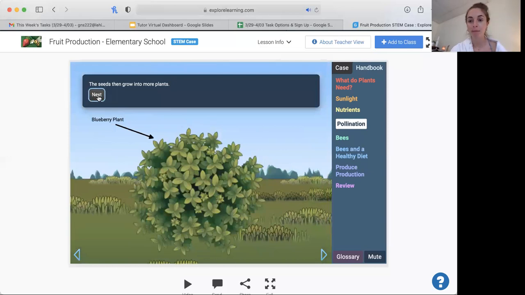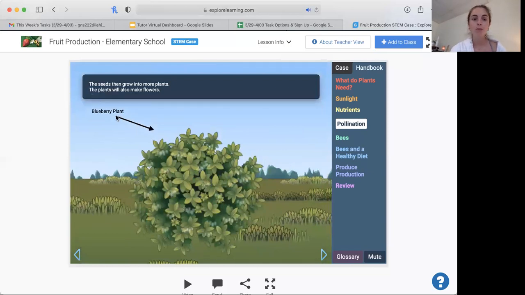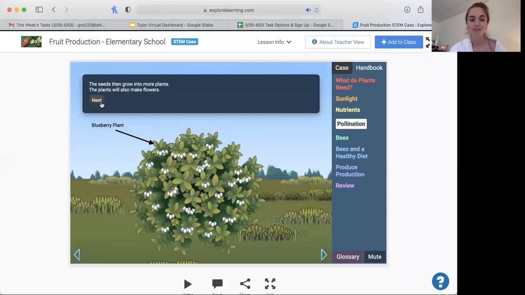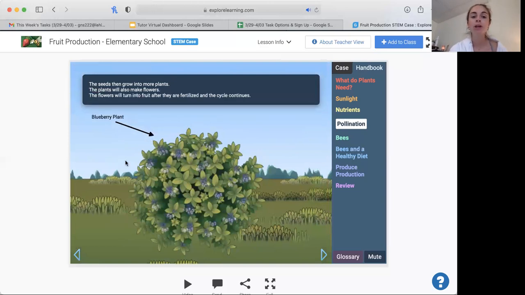And now it's a blueberry plant. The plants will also make flowers. The flowers will turn into fruit after they are fertilized, and the cycle continues on.